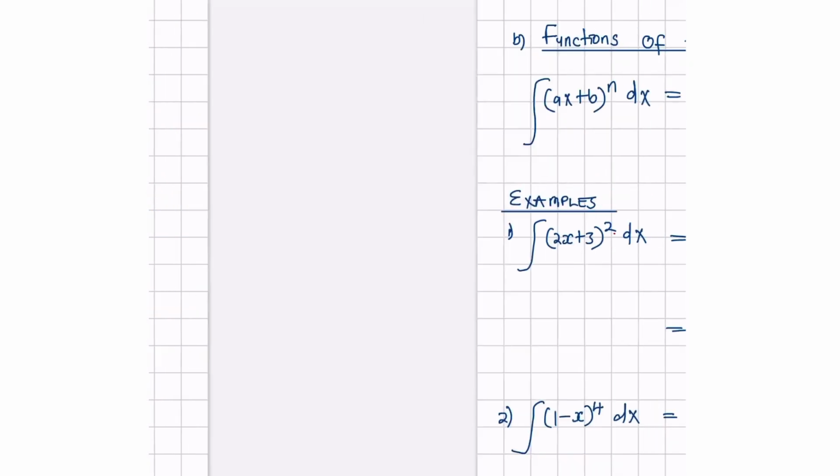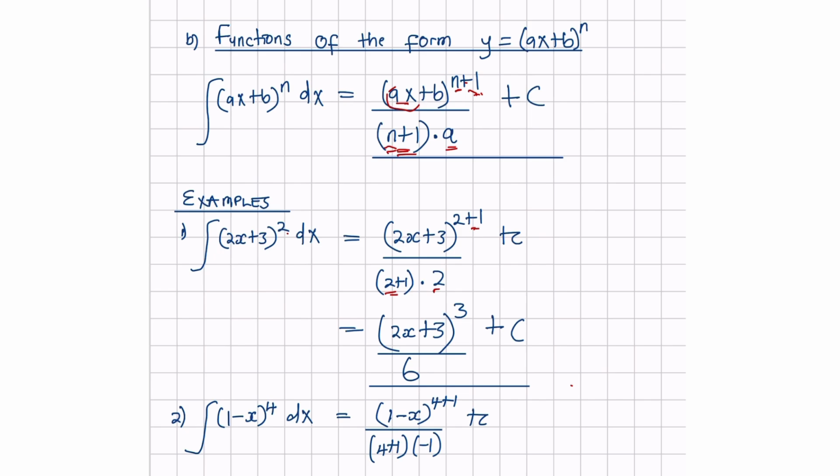Moving on now to a different concept. When you've got a function of the form y is equal to (ax plus b) to the power of n, basically the way we're going to integrate it is that we're going to add 1 to our power, which is n plus 1 here. Then we're going to divide by our new power, which is n plus 1.